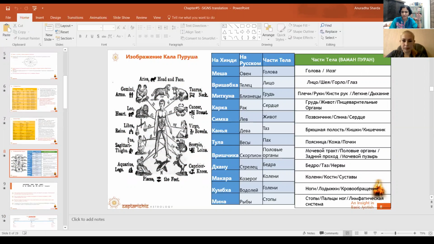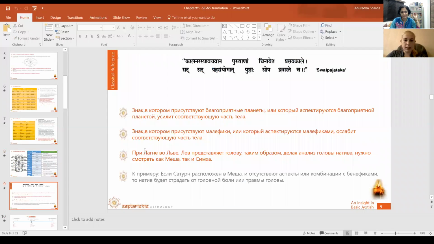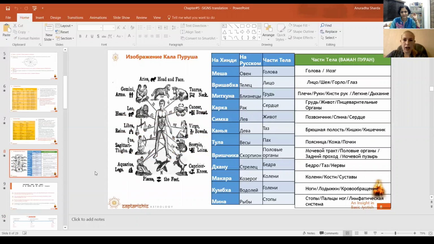As you can see in the picture, all the zodiac signs have a very strong control over our different parts of the body, and irrespective of what your lagna is, you should also be aware that these parts of the body are also governed by the respective signs.